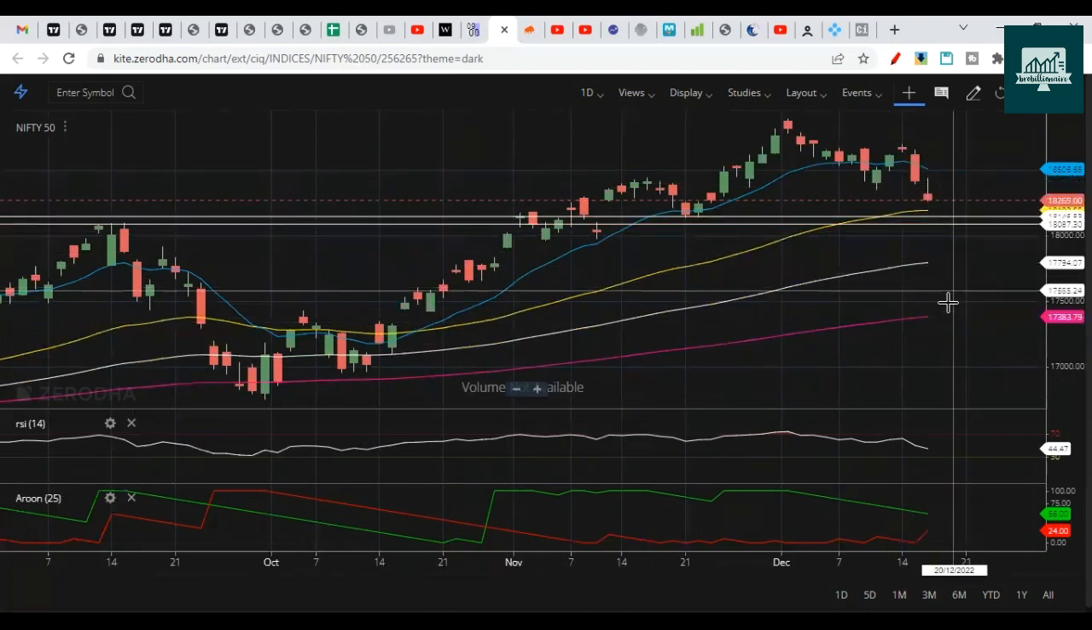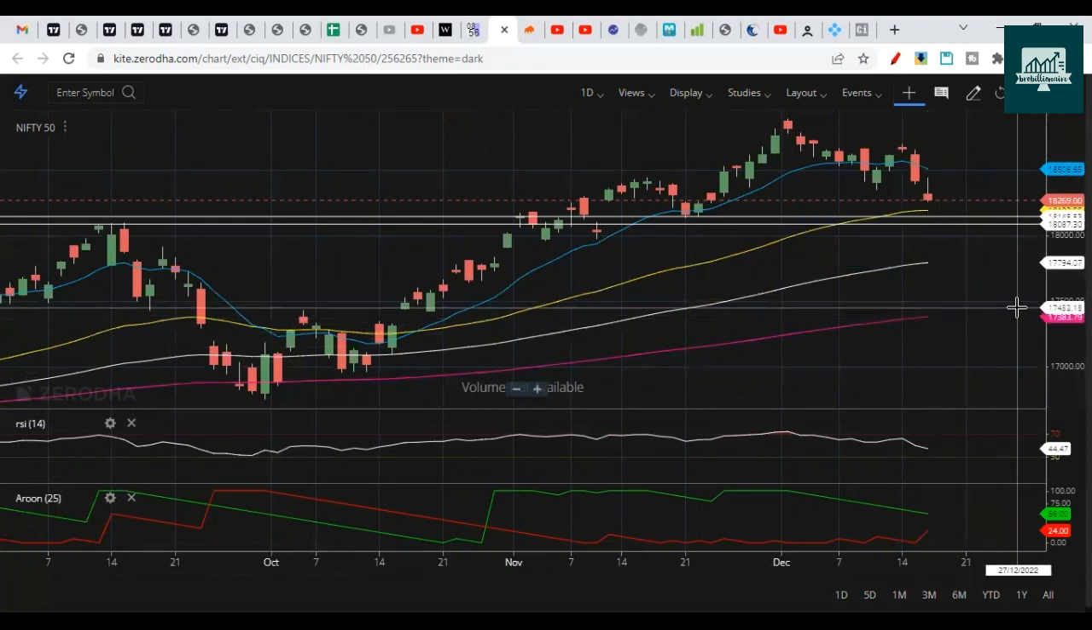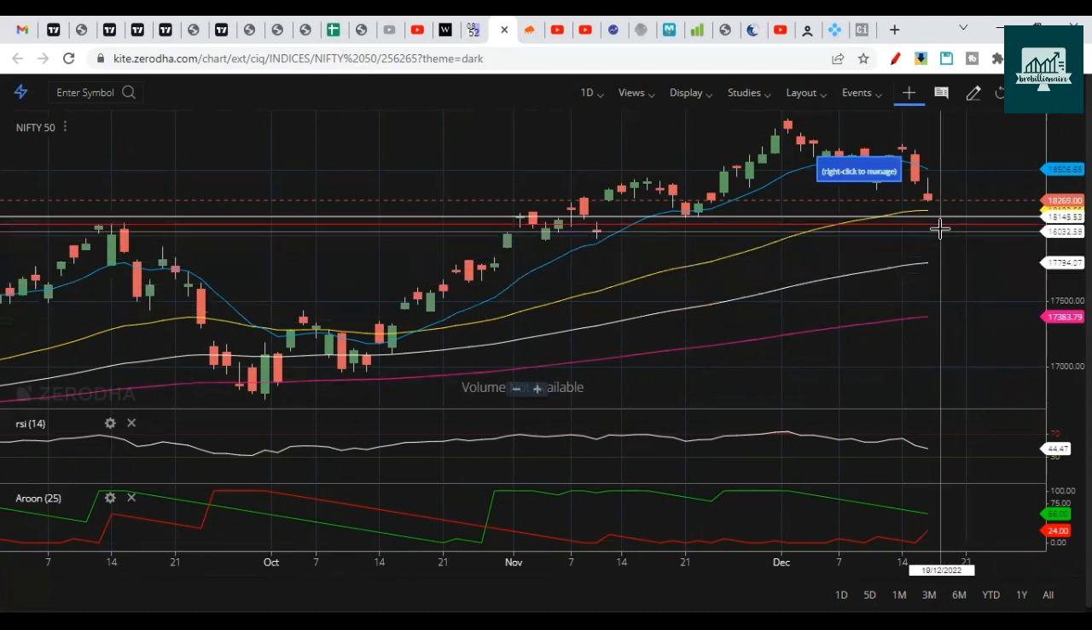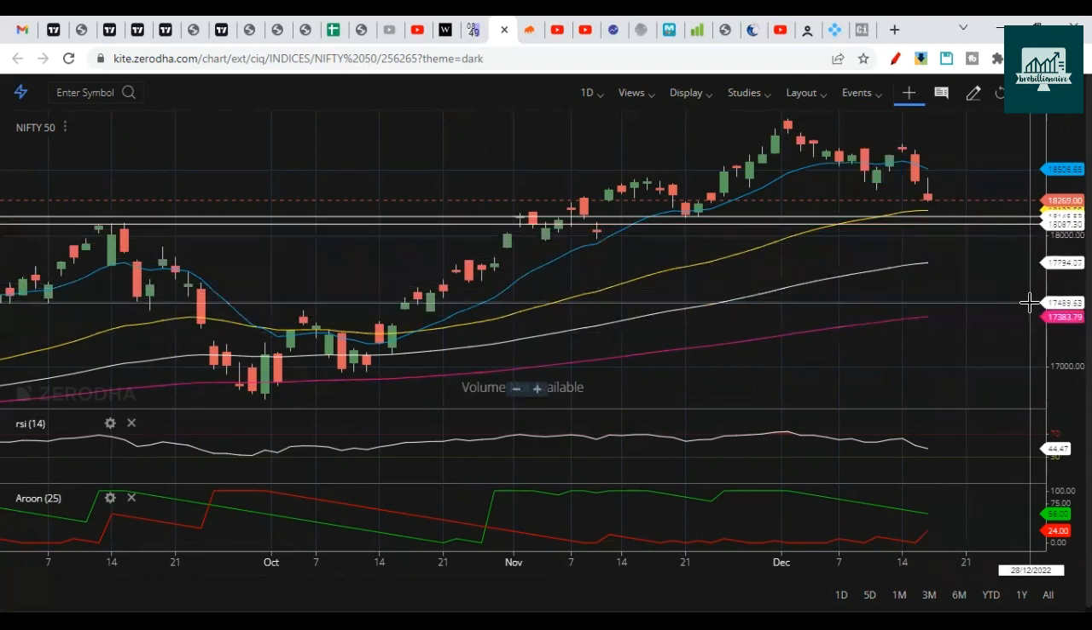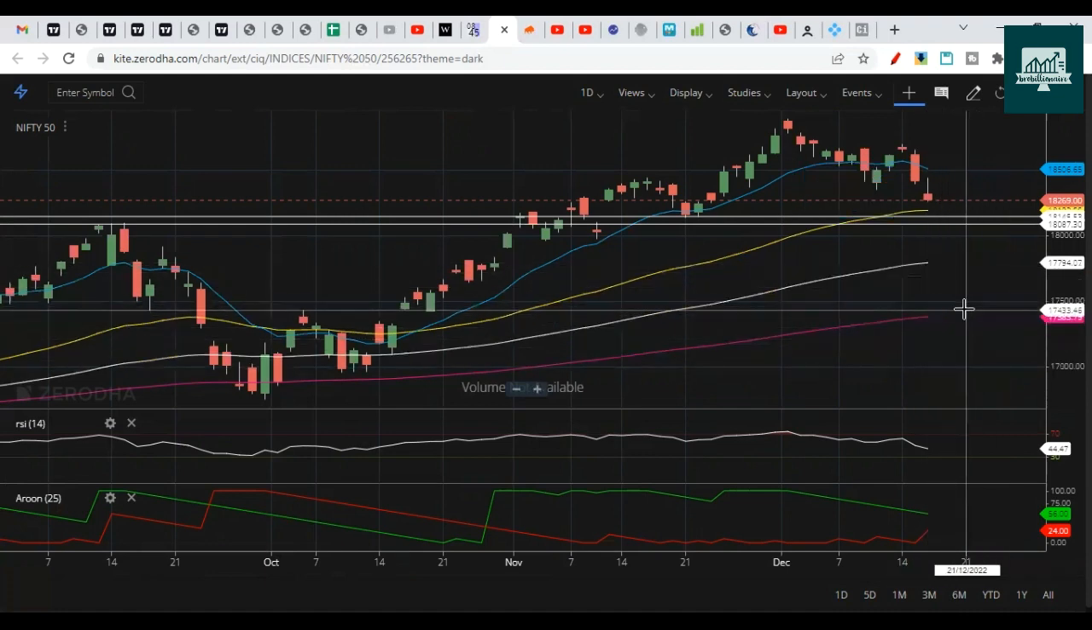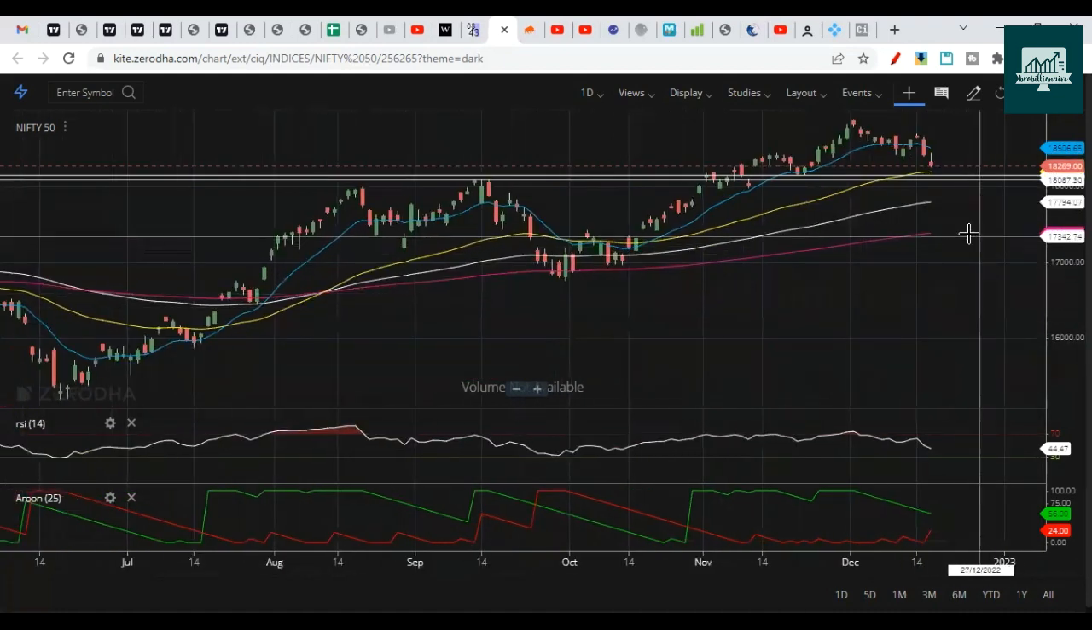So most likely we are dropping towards the 200 EMA, and this might come towards 17,500 if we drop. Even if we drop fast, it can come towards this. Then it can take support, bounce a little, and one more time it can go below the 200 EMA.